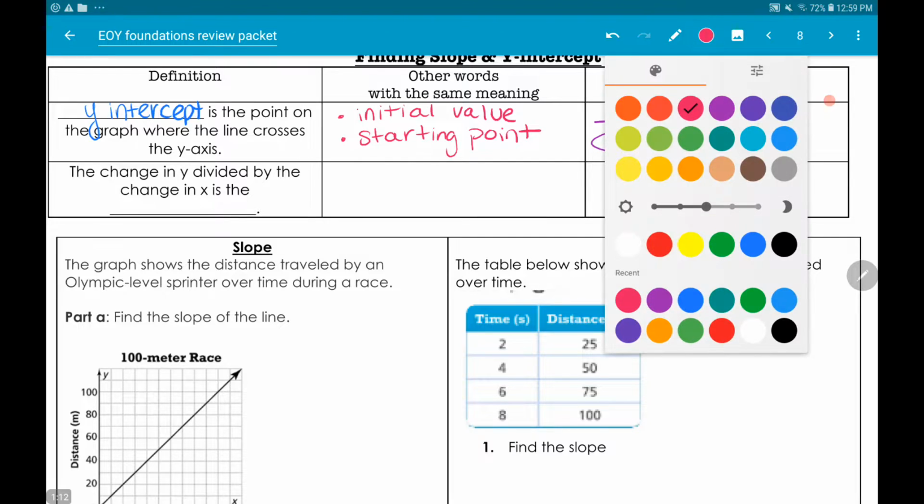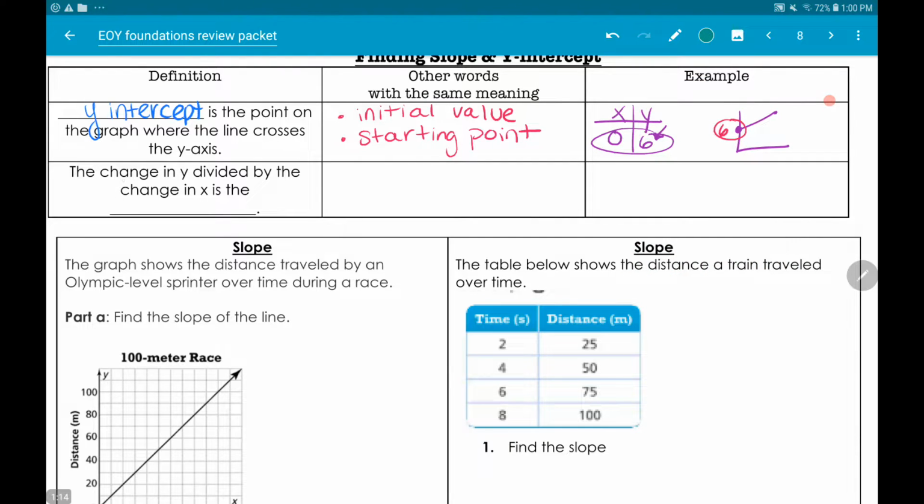Then the other thing we talked about this unit was the change in y divided by the change in x, and that is the slope. Other words for slope are rate of change. And it's something per 1 of something.